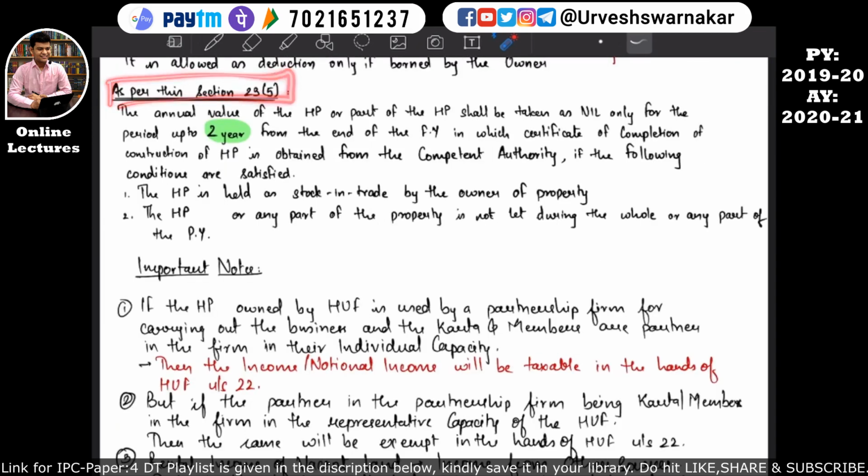This section 23 subsection 5 is a very simple section. This section says that the annual value of the house property or part of the house property shall be taken as nil only for a period up to 2 years from the end of the financial year in which the certificate of completion of construction of the house property is obtained from a competent authority, if the following conditions are satisfied.